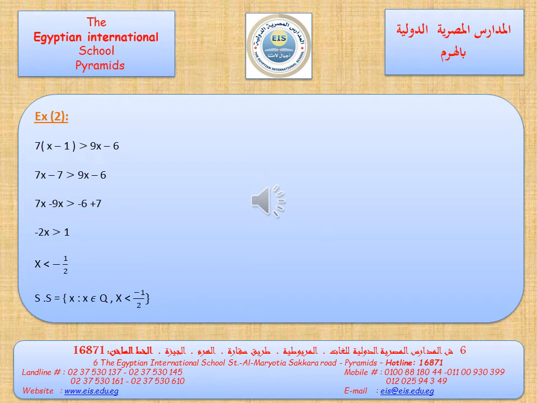Let's take another example. 7 open bracket x minus 1 close the bracket bigger than 9x minus 6. What shall we do? We should distribute the 7 in the bracket x minus 1. 7 multiplied by x is 7x. 7 multiplied by negative 1 is negative 7. Bigger than 9x minus 6 as it is. What is the next step? We should collect x together on one side and the numbers on the other side.